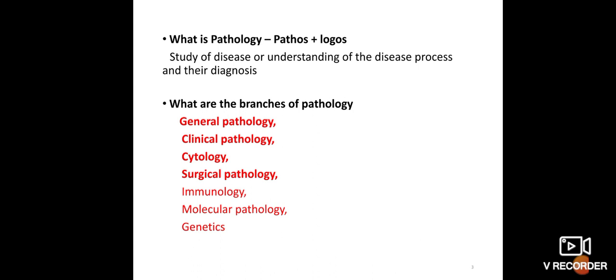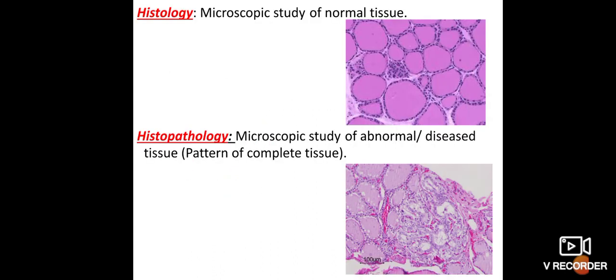Out of these 7 branches, the first 4 branches which I have highlighted are the main branches which we deal with in our hospital. Now what is histology? Histology is nothing but microscopic study of normal tissue. Before knowing what is abnormal, you should know what is normal, how a tissue looks normally. Once you know the normal histology, only then will you be able to identify the pathology.